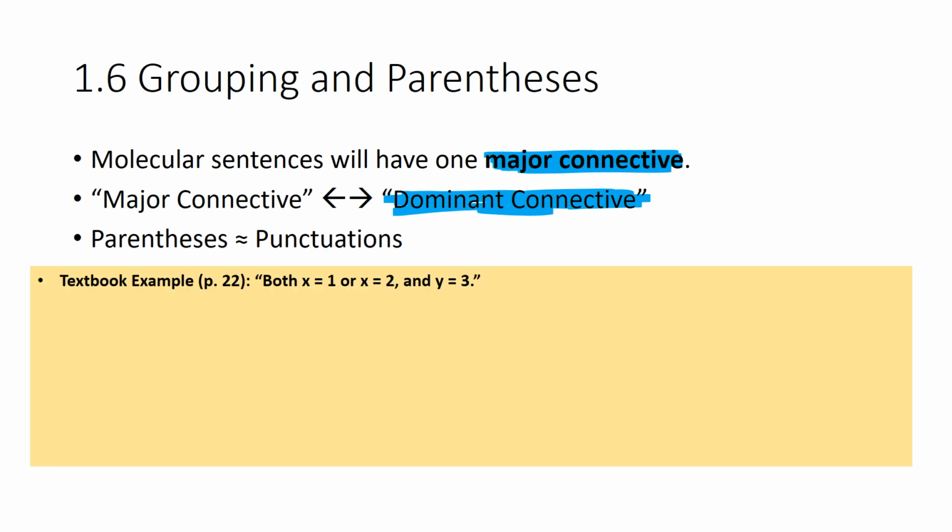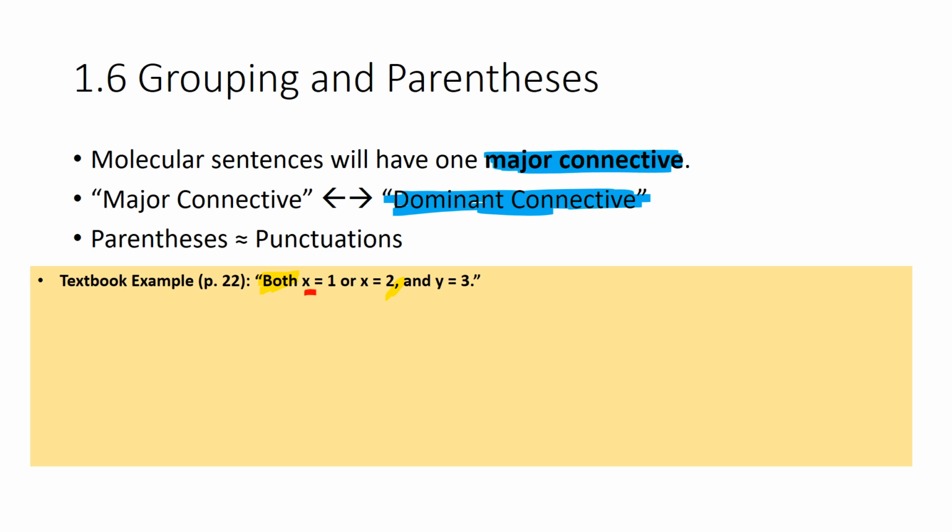The textbook gives the example on page 22, both x equals 1 or x equals 2, comma, and y equals 3. What we want to do is to translate that into mathematical logic. So how can we do that? Well, we need to find out what is the dominant connective. And there are really two hints. One big hint is the comma. The other hint is the word that starts out the sentence, namely both.